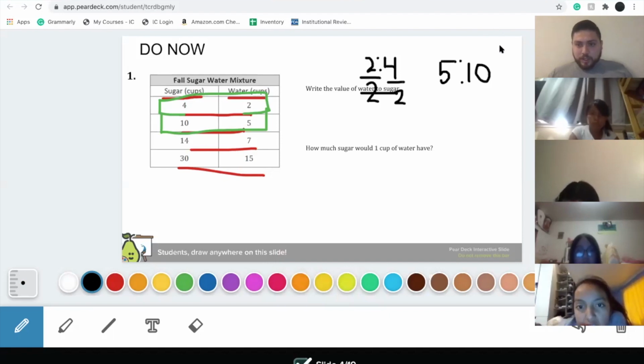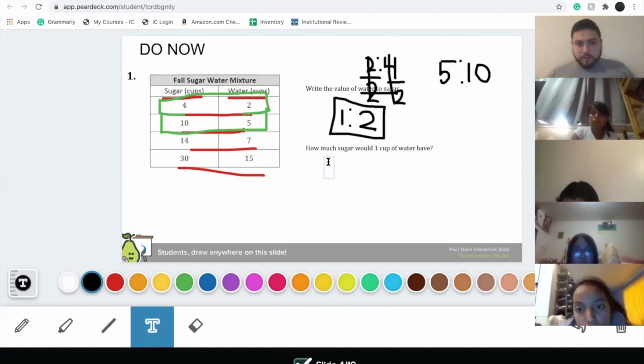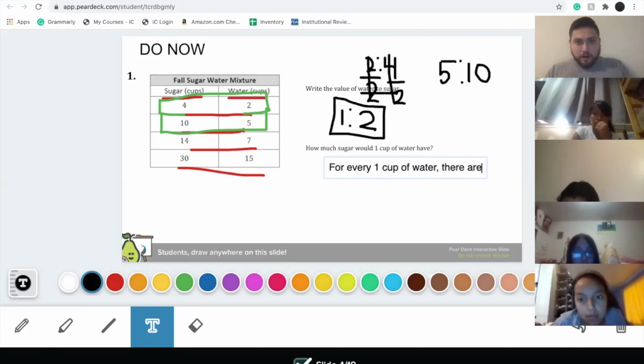And in the chat, we're going to take those. And that's going to become 1 to 2. And that's our value, 1 to 2. This means for every 1 cup of water, there are 2 cups of sugar.